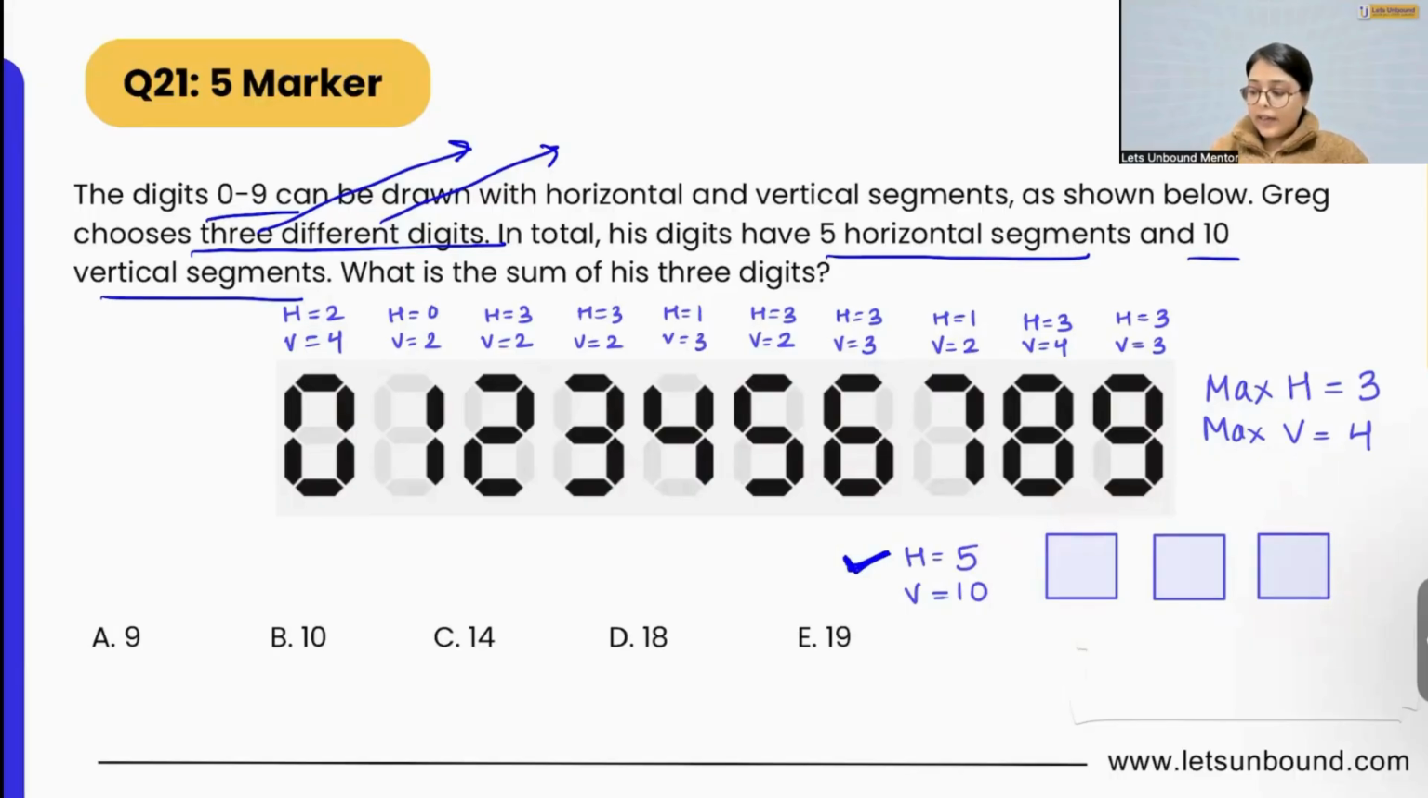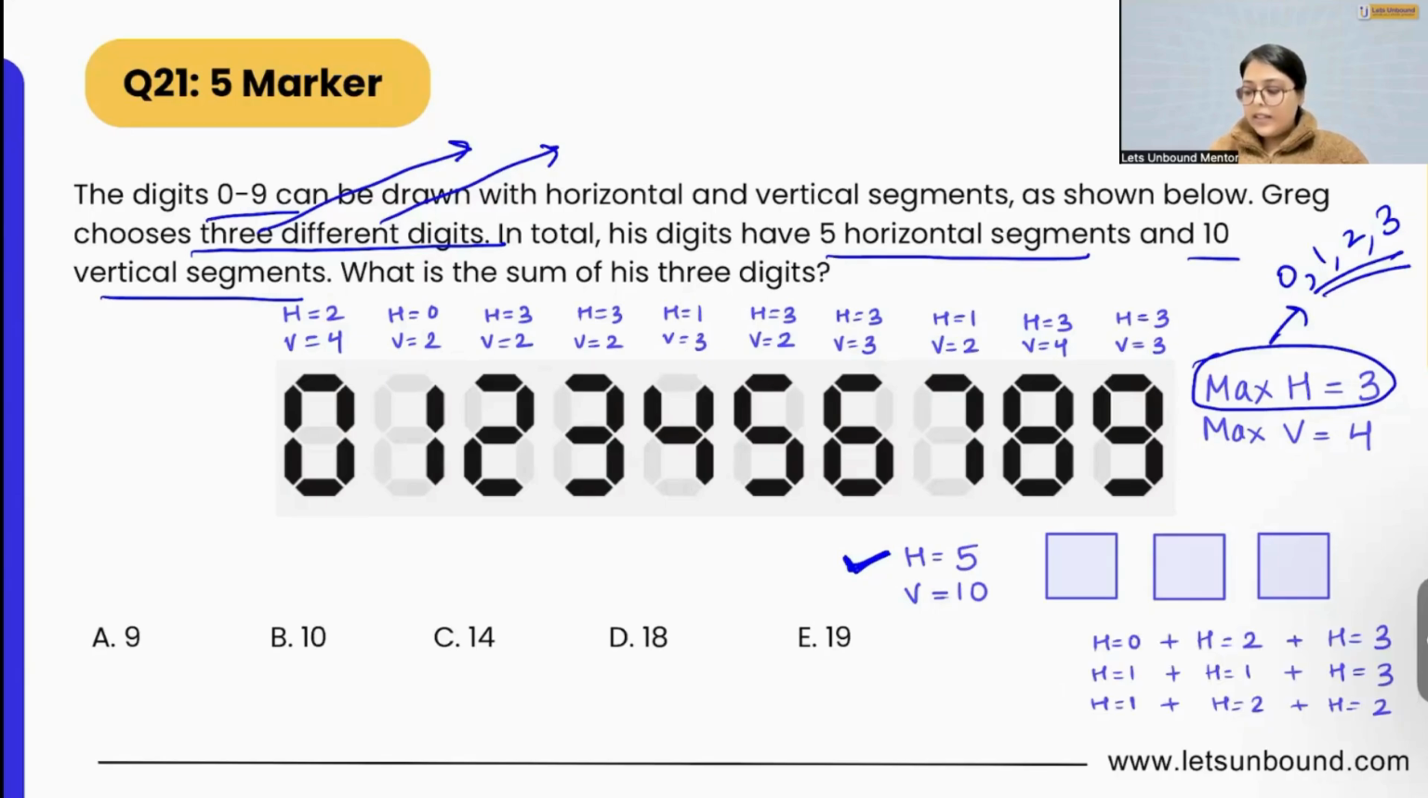But I don't have to forget that maximum of horizontal segments could be 3. So the segments could be either 0, 1, 2, and max it will go up till 3. So these are the possibilities for segments, right? So let's see the possibilities. Can you look here? We can take a digit which has 0 horizontal segments, then the second digit can come here with 2 horizontal segments, and the third digit could have 3 horizontal segments.